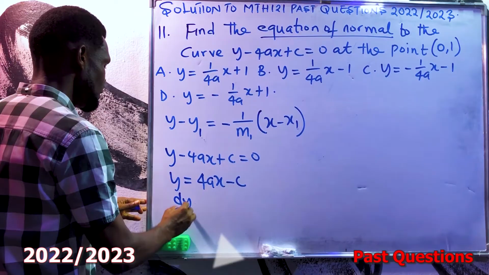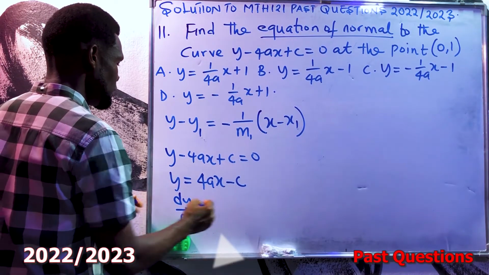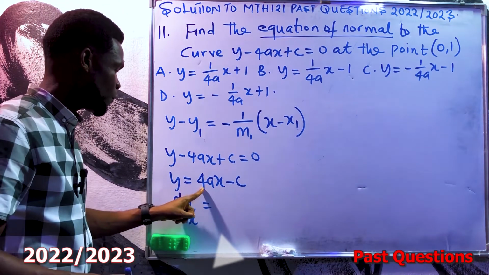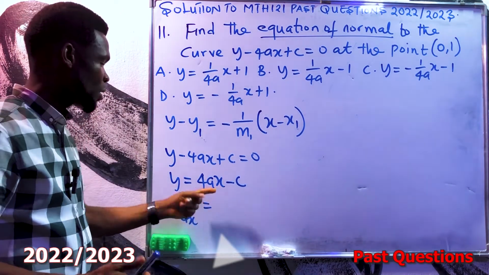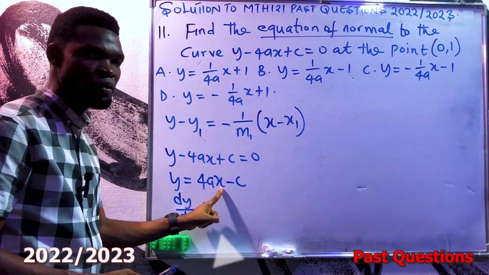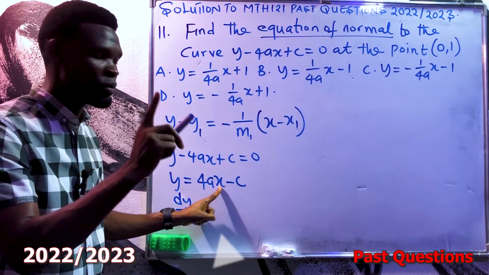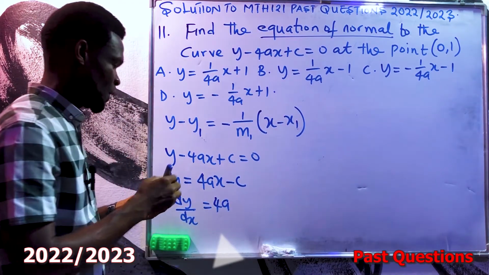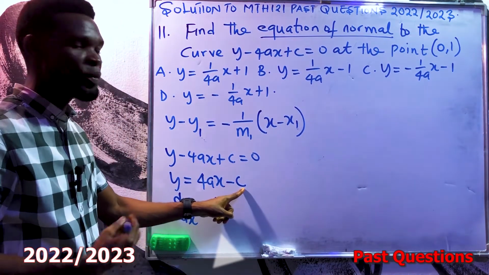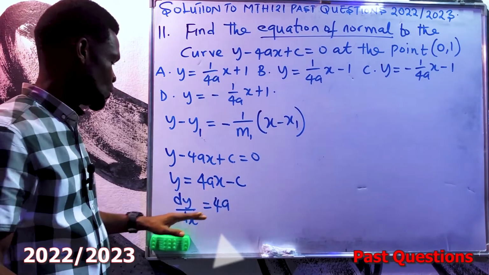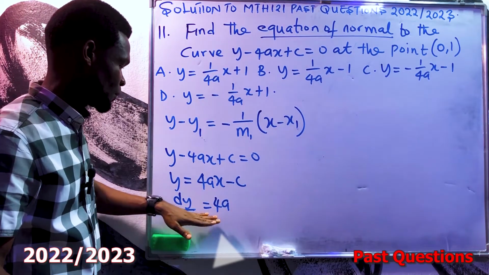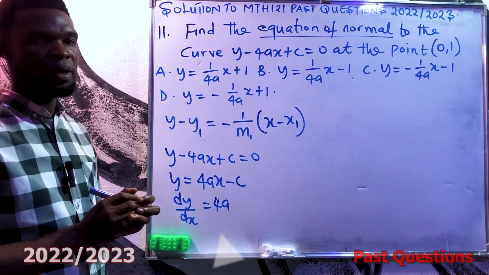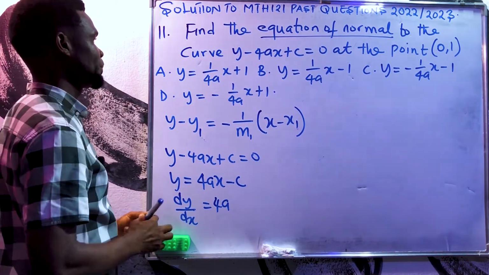I now have that dy over dx equals, what is the derivative of 4ax? Don't forget, you're differentiating with respect to the variable x, so the derivative of x is 1. 1 times 4a is 4a. The minus c is just a constant, and the derivative of a constant is 0. So dy/dx of this curve is equal to 4a. We are done with that.